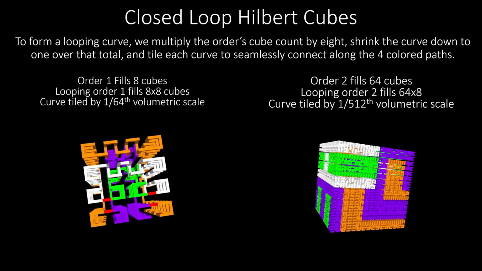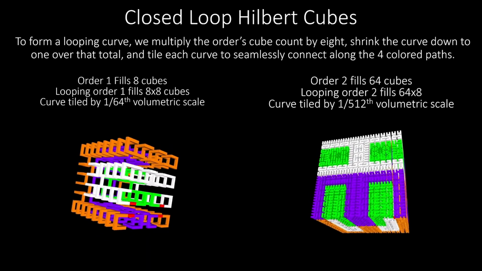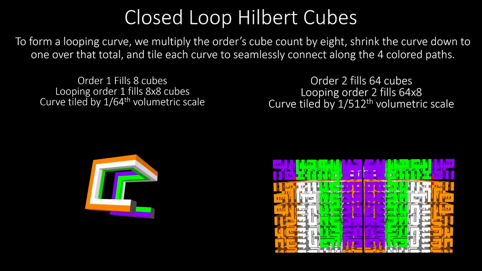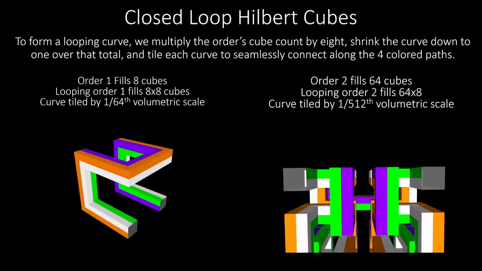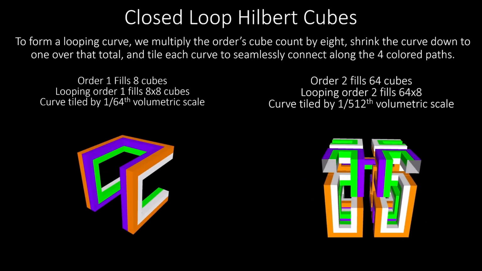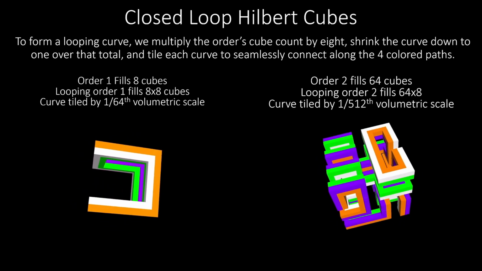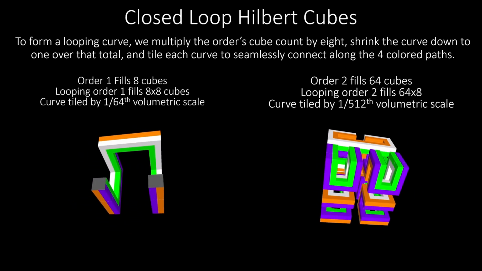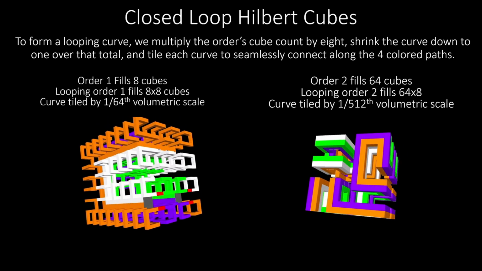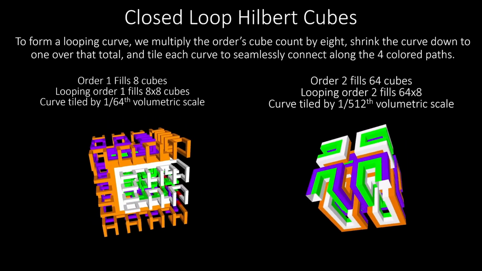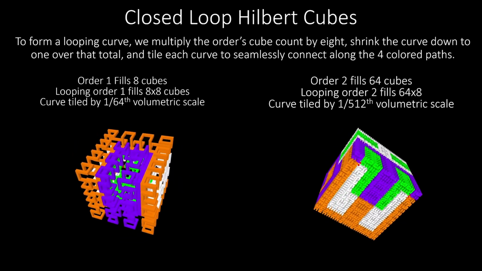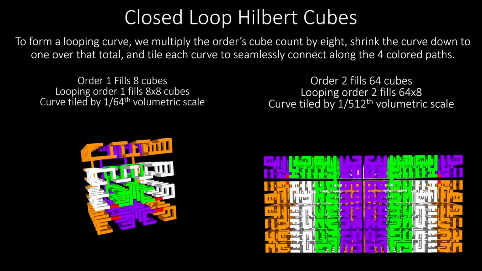An order 2 Hilbert cube fills 64 cubes. A looping order 2 Hilbert cube fills 64 times 8. And the curve is shrunk to 1/512th the volumetric scale and then tiled to the 4 colors. There are 2 connecting points at the beginning and 2 connecting points at the end of each looping Hilbert curve.